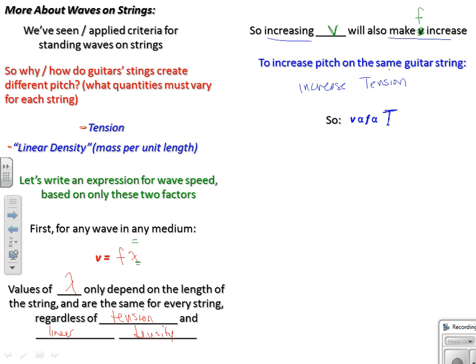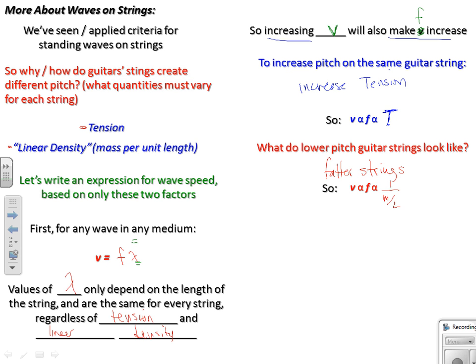Now, also, this linear mass density thing: what do lower pitch strings look like? Well, they're fatter strings. So that means the bigger the linear density, the slower the speed, and the lower the frequency. That means these are inversely proportional to what we call mass over length. Literally, this is mass over length.